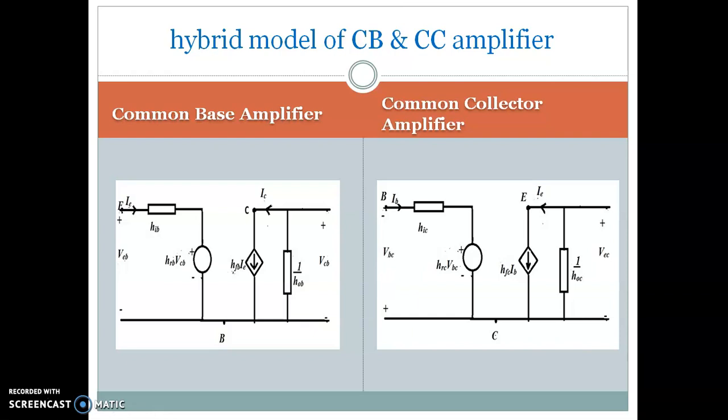The hybrid model of CB and CC amplifiers. Here we only have to change the second subscript, and then the input and output terminals. In common base configuration, input is emitter and output is collector. So the input impedance is given by hib, where b denotes it is a common base configuration. Similarly, it is hrb. hfb will be the forward current gain and 1 by hob will be the output impedance. Similarly for your common collector.